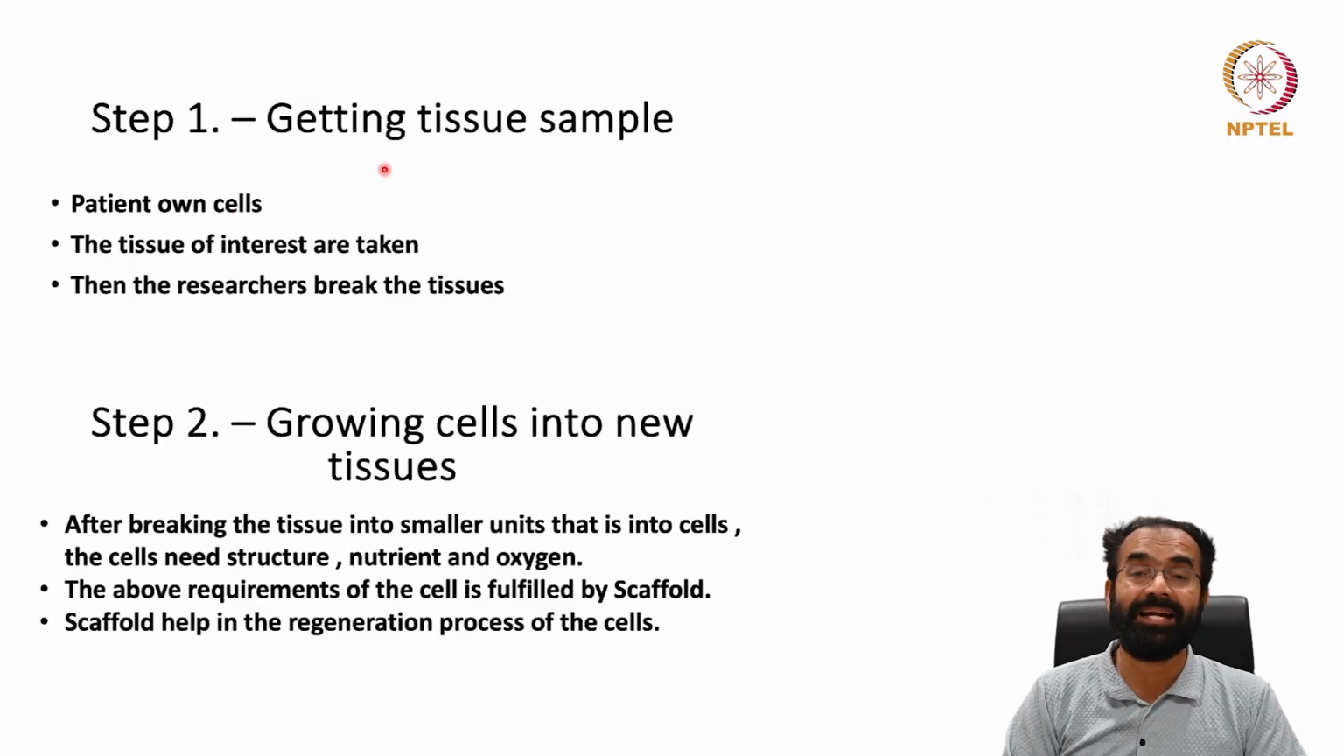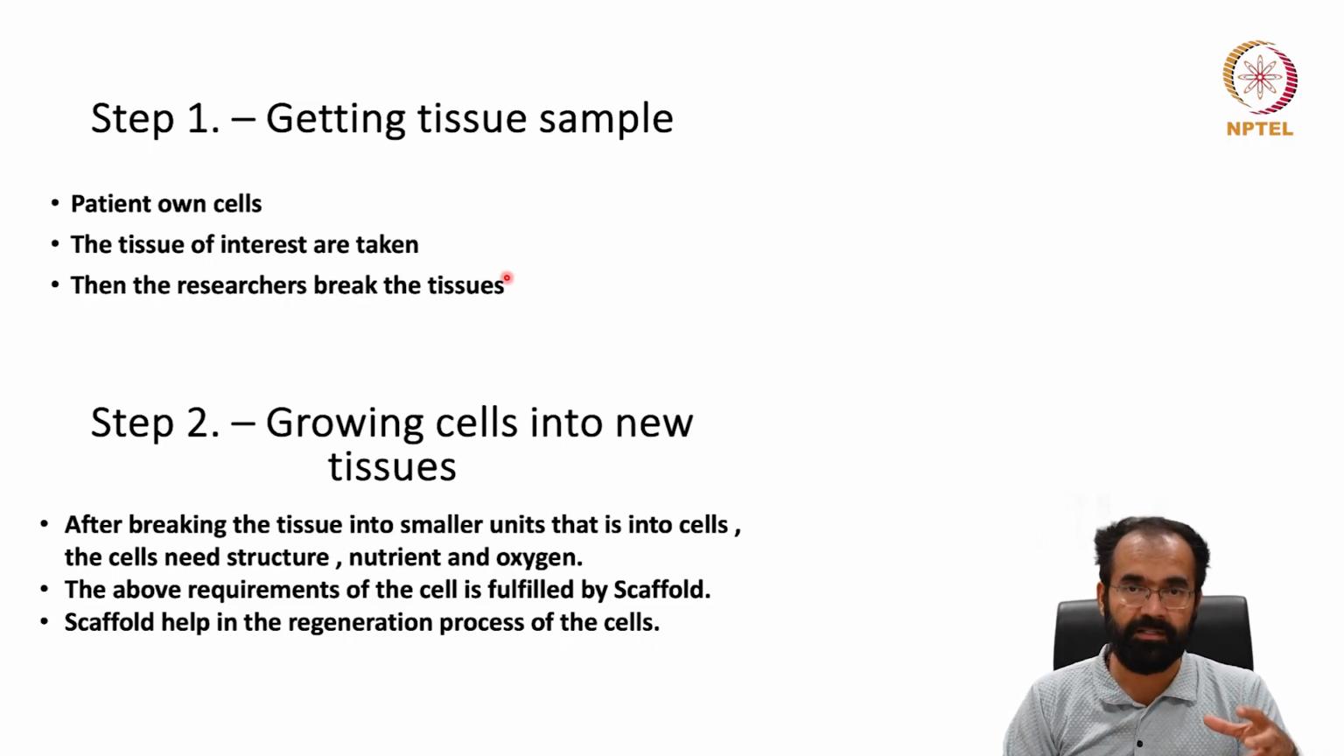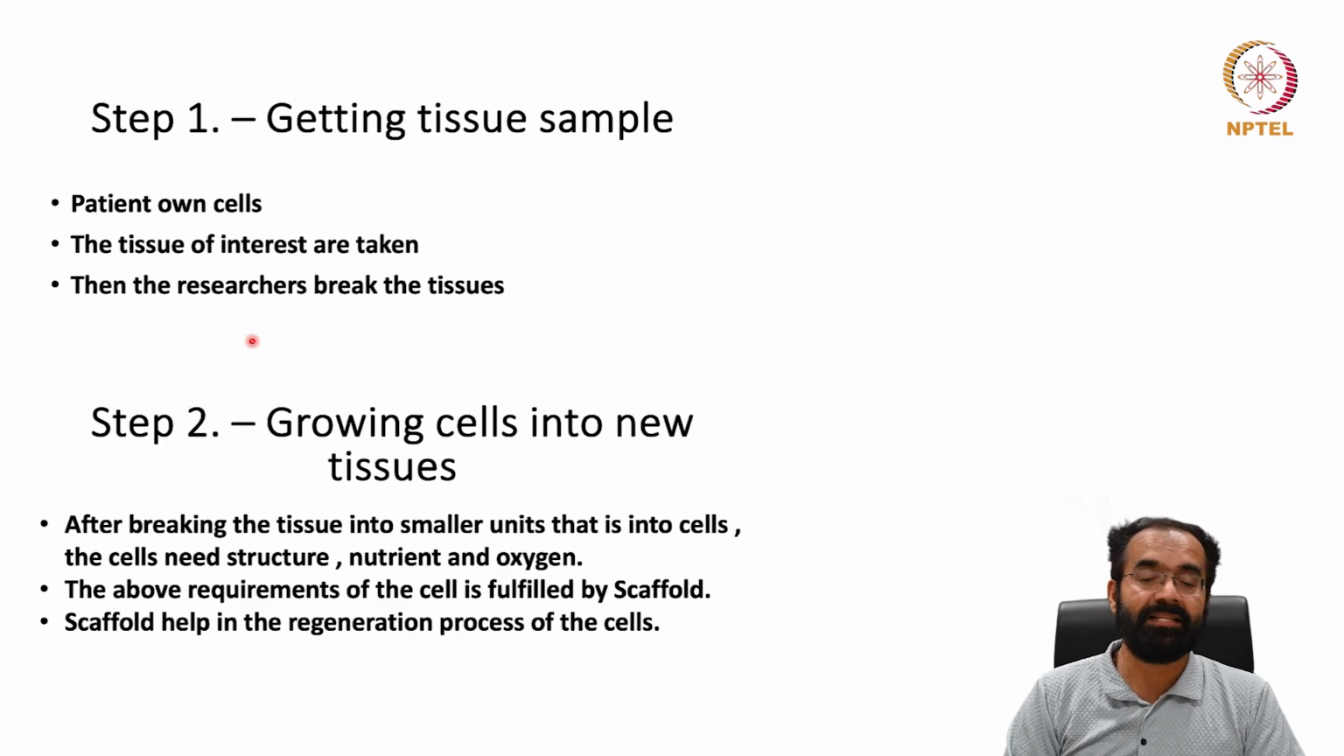Step 1, getting the tissue sample. So you need a tissue if you want to do any tissue engineering. It can be the patient's own cells, or the tissue of interest is taken. Whichever tissue you want to do tissue engineering on, that tissue should be picked up. Then the researchers break the tissue into pieces. We will see how it is done in a short while. But it has to be made into single cells.